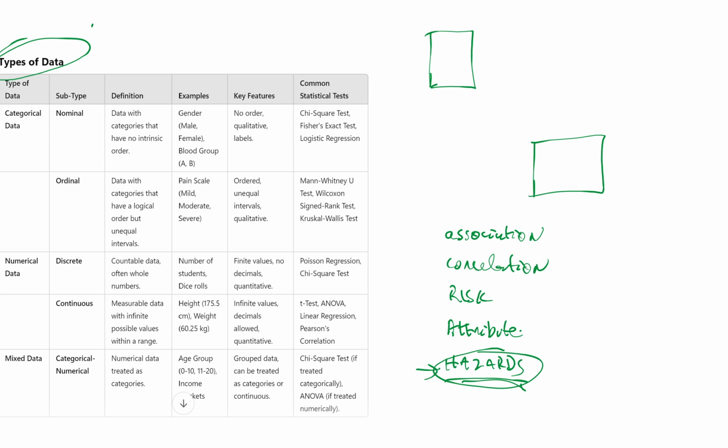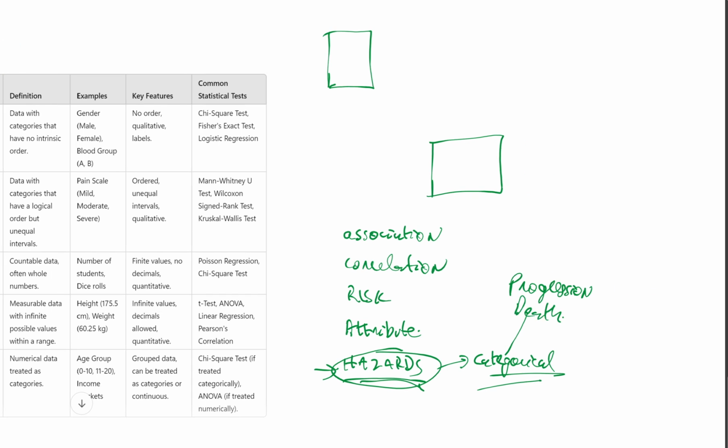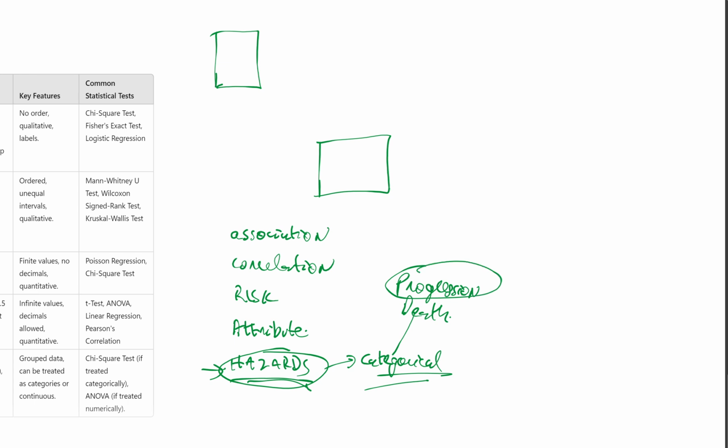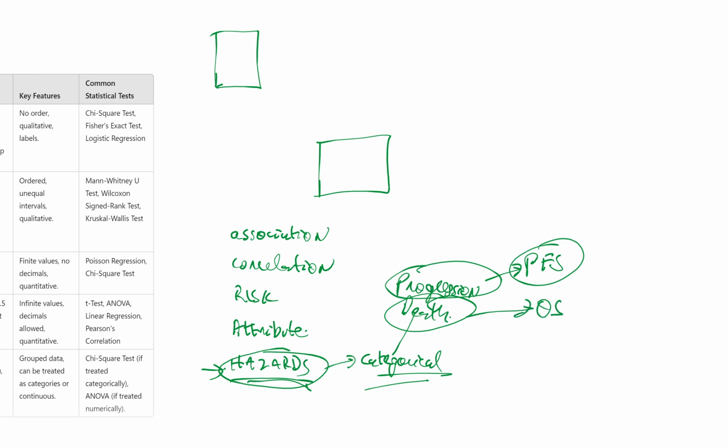Now, if you look at hazards, it's usually a categorical hazard, like progression or death. If you're looking at progression, you're looking at progression-free survival. If you're looking at death, you're looking at overall survival.